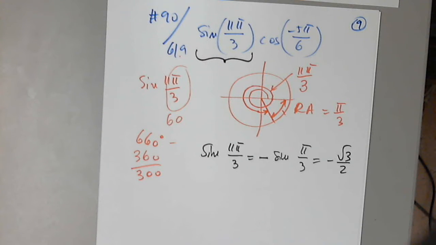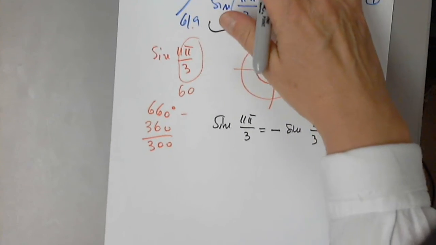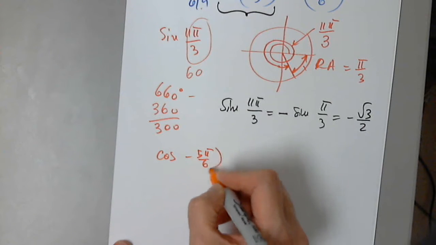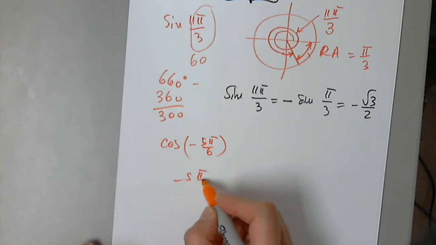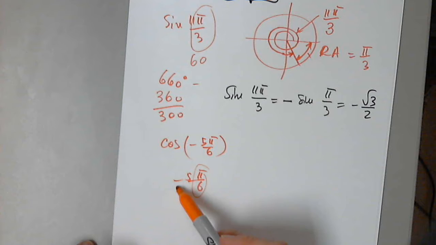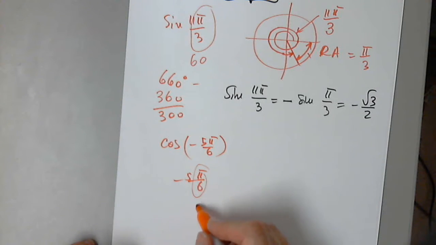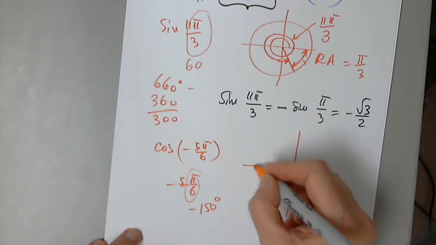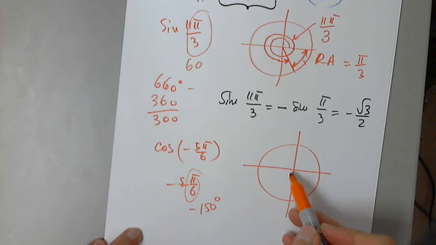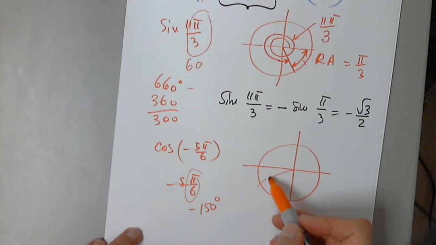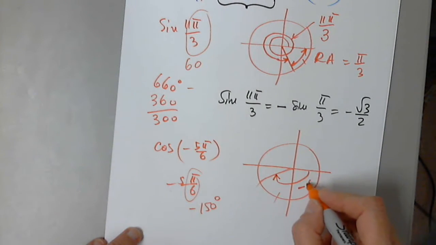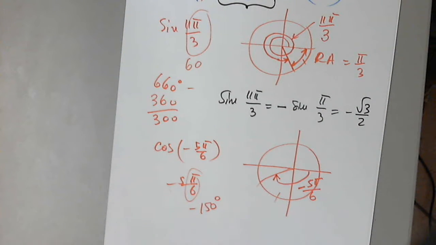Now I want to determine cosine of negative 5 pi over 6. So let's take a look. Negative 5 pi over 6 is negative 5 times 30 degrees, which is negative 150. Perfect. So we know where the location would be. We will be 30 degrees shy of negative 180. So this is the angle negative 5 pi over 6.